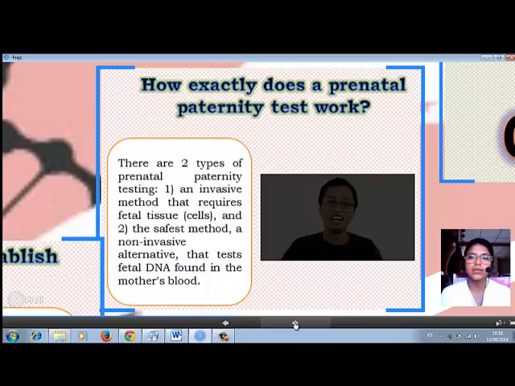How exactly does a prenatal paternity test work? There are two types of prenatal paternity testing. 1. An invasive method that collects fetal tissues, and 2. The safest method, a non-invasive alternative. The test analyzes fetal DNA found in the mother's blood.